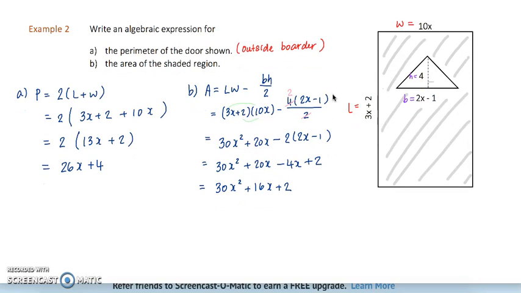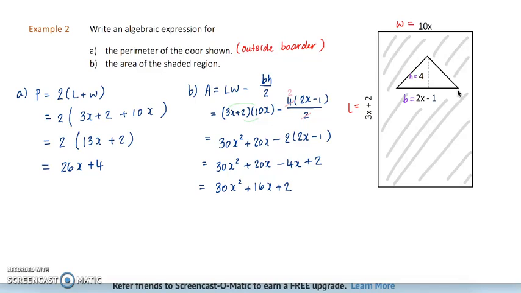Example 2. A diagram is given. So here's a door with a triangular window. The dimensions are shown below. The dimensions of the rectangular door are the length, 3x plus 2, and width is 10x. This is an isosceles triangle. So the height of this triangle is 4, and the base of this triangle is 2x minus 1.